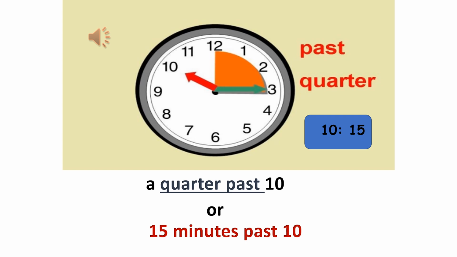Now, how did we get this 15 minutes? If you remember the previous lesson that we studied, when we counted by skip counting in fives, we start counting. Number 1 we count as 5, number 2 will be 10, and number 3 will be 15. So we say as 15 minutes past 10.